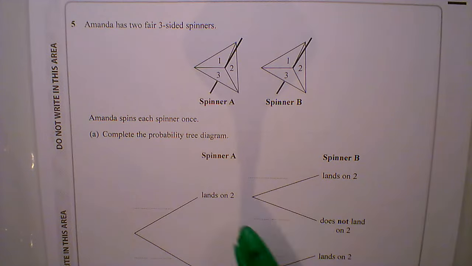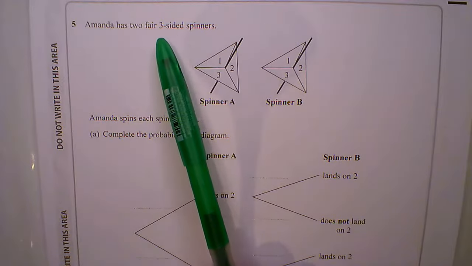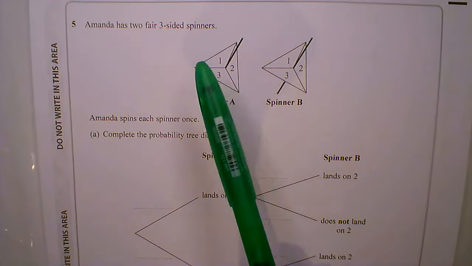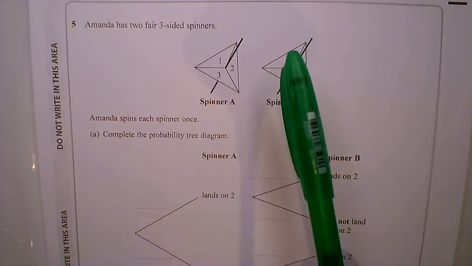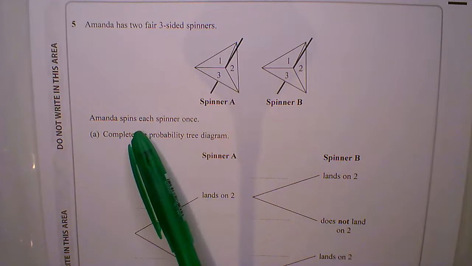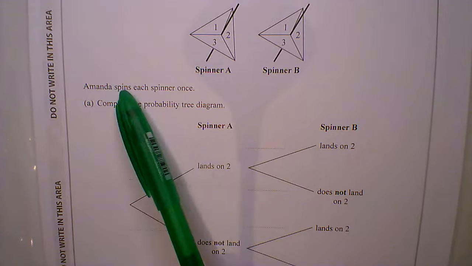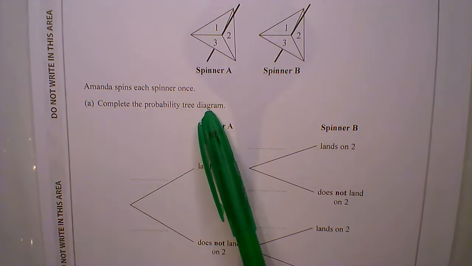Okay, question 5. Amanda has two fair three-sided spinners. So you've got spinner A, 1, 2, 3, spinner B, 1, 2, 3. Amanda spins each spinner once. Complete the probability tree diagram.